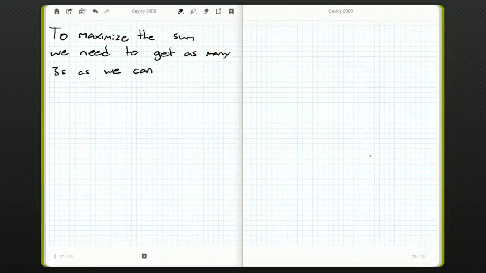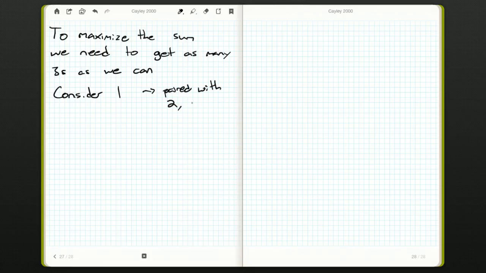So we want as many 3s as possible. So if we are trying to get something like 60, we're going to need to make everything have a 3. So consider 1. Now 1, what can 1 be paired with? It can be paired with either 2, which would give us a difference of 1, or it could be paired with 4, giving a difference of 3. Now we want as many 3s as possible, so let's say we have 4. So we'll pair 1 with 4.